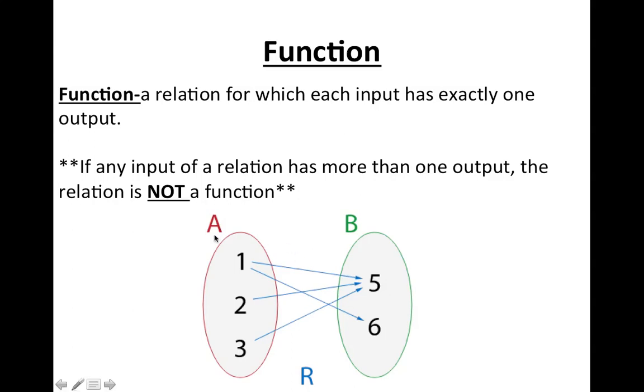So if we look down here, we have the relation from A to B. Notice how 1, our input, has 2 arrows going away from it. Since the input has more than one output, this would not be considered a function.